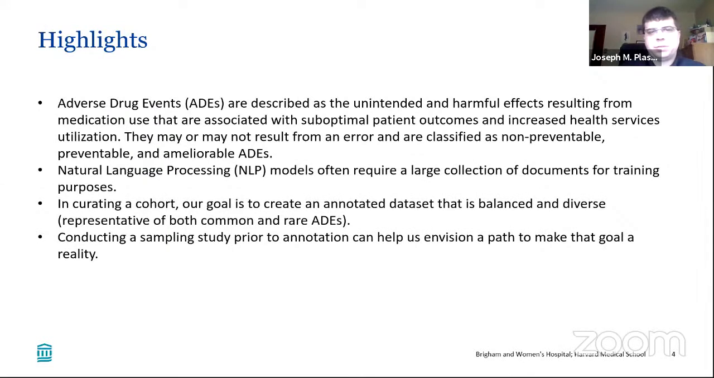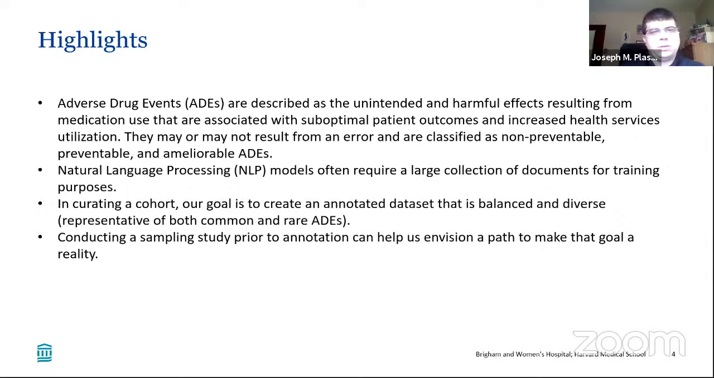Natural language processing models, or NLP, often require a large collection of documents for training purposes. So annotating a random set of notes from something that has low prevalence, in other words, it's relatively rare, will result in a biased or imbalanced data set. And so we need to account for this when we're training machine learning-based methods. Ideally, the data set would be balanced, such as a 50-50 split between cases and controls.